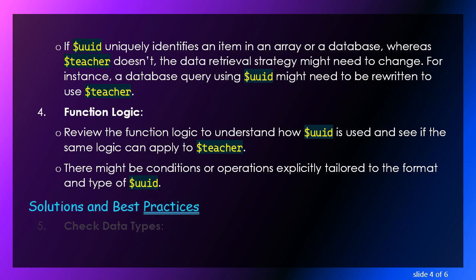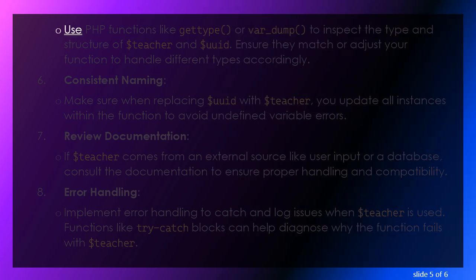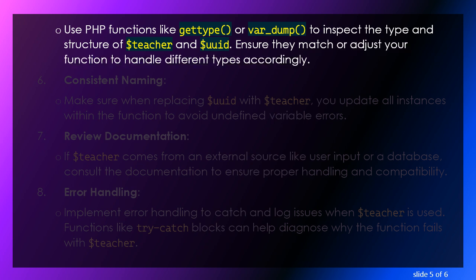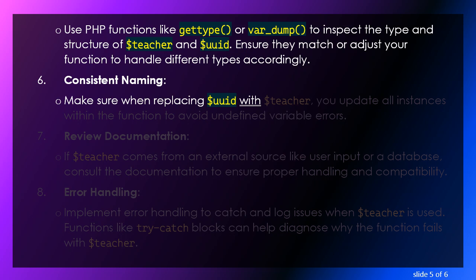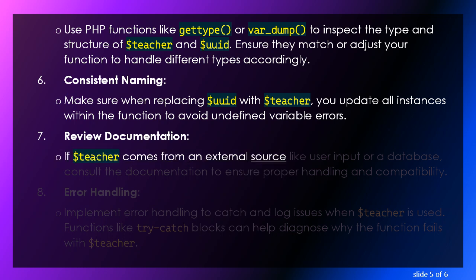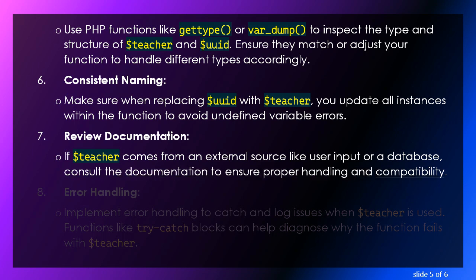Solutions and best practices. Check data types. Use PHP functions like gettype or var_dump to inspect the type and structure of $teacher and $uuid. Ensure they match or adjust your function to handle different types accordingly. Consistent naming. Make sure when replacing $uuid with $teacher, you update all instances within the function to avoid undefined variable errors. Review documentation. If $teacher comes from an external source like user input or a database, consult the documentation to ensure proper handling and compatibility.